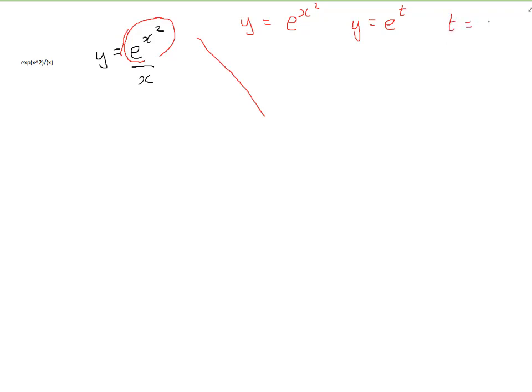t is equal to x squared. So dy by dt is e to the t, simple. And dt by dx is equal to 2x. And then we can assemble that together. So what we want is the dy by dt here, or y dashed. And that's going to be equal to this times this. So 2x e to the t.